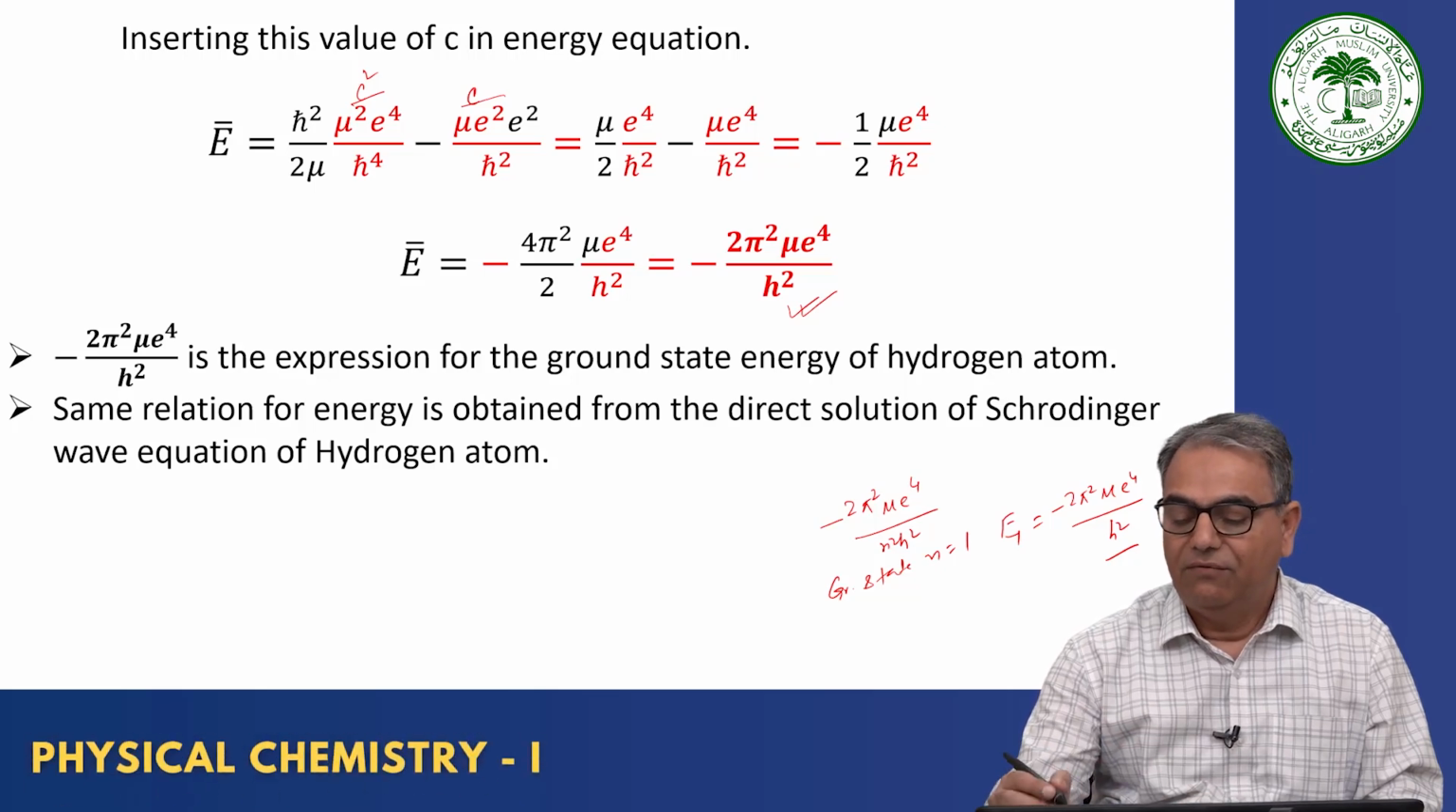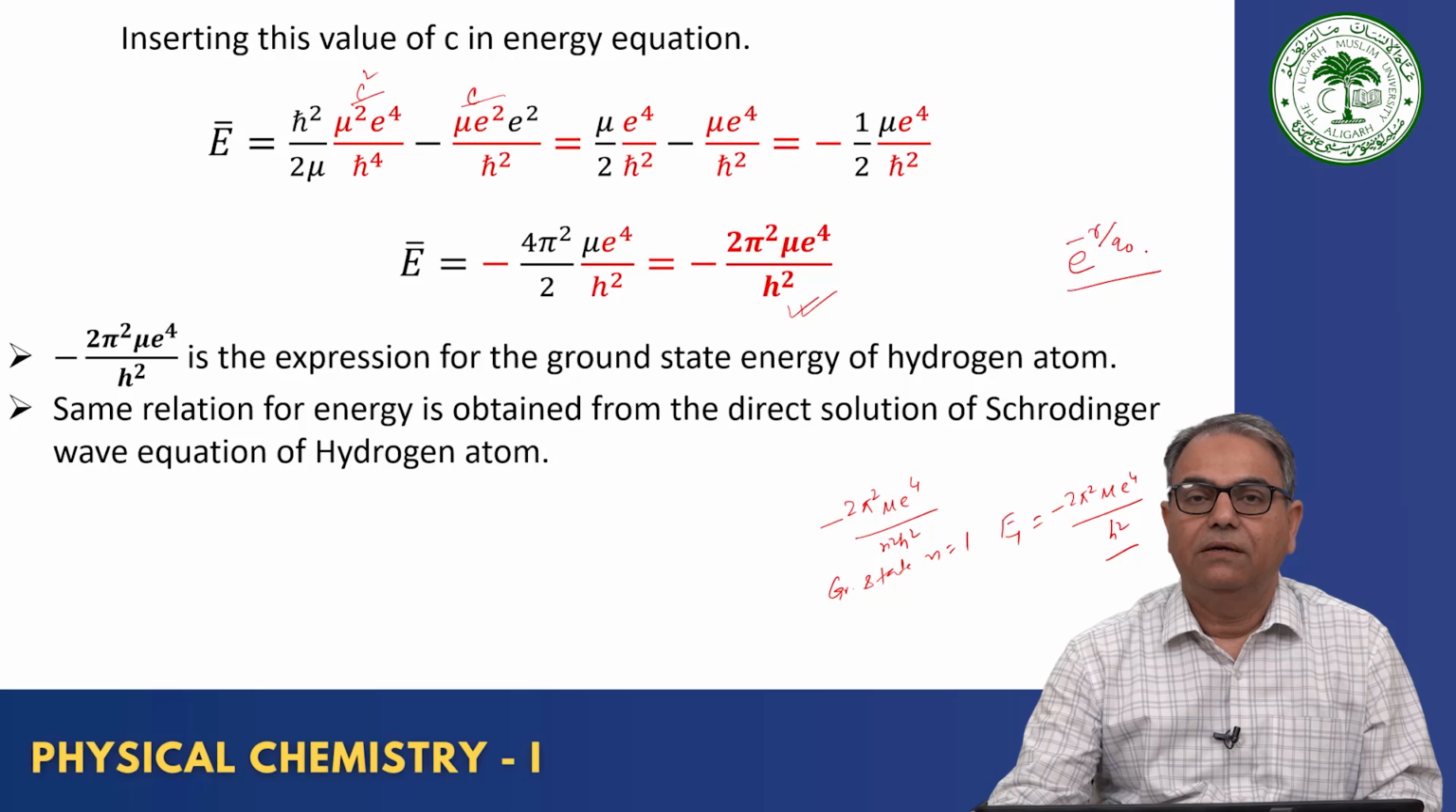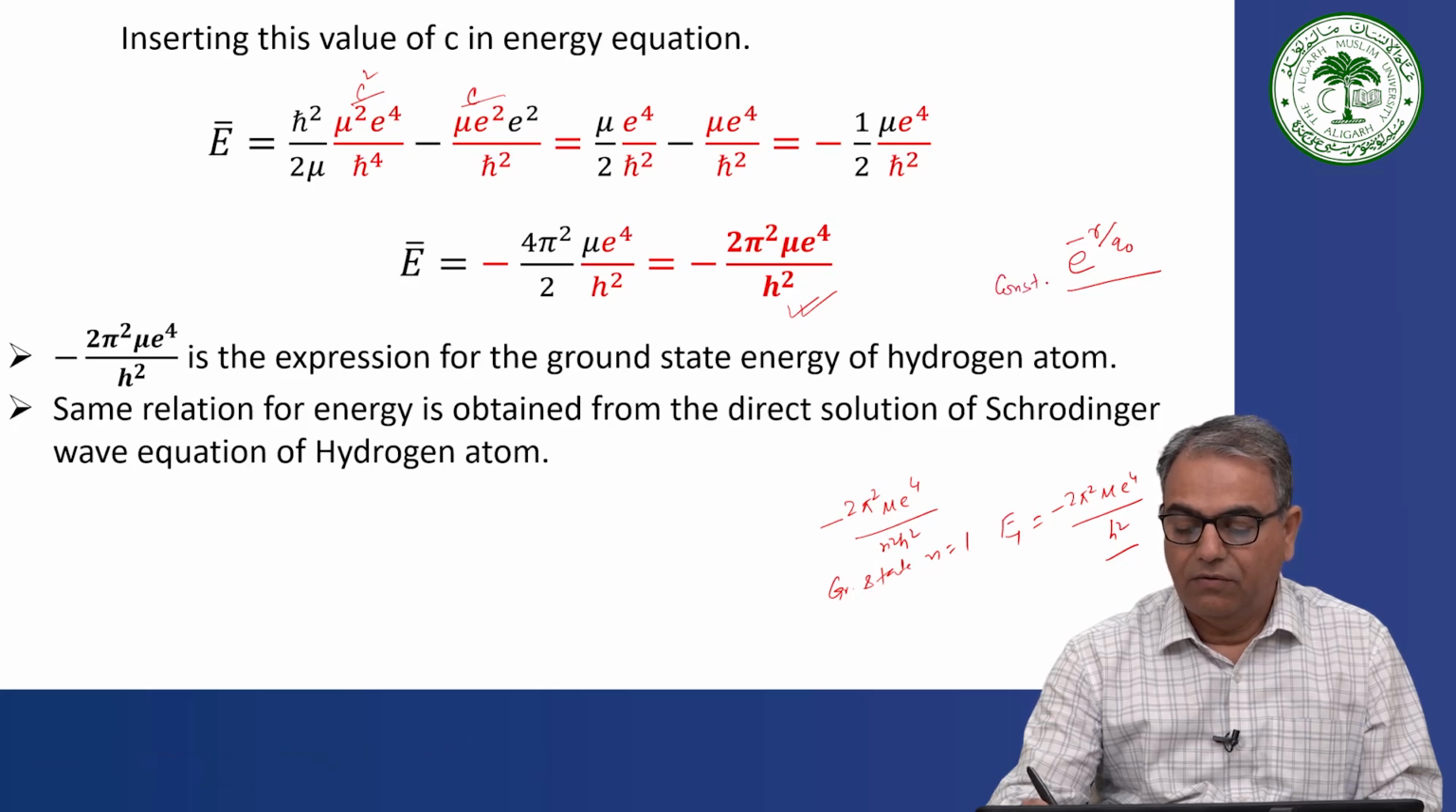You remember what we obtained from the Schrodinger wave equation? We obtained exponential minus r divided by a naught. Okay. But this is the trial function. This is the actual eigenfunction obtained from the Schrodinger wave equation, where a constant will be there for the 1s orbital. What do you get?